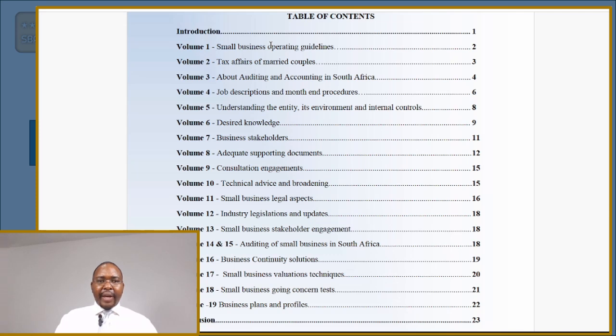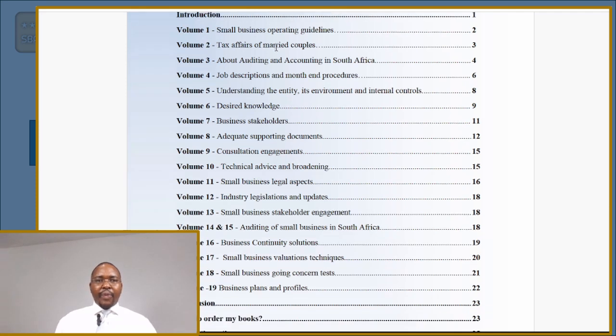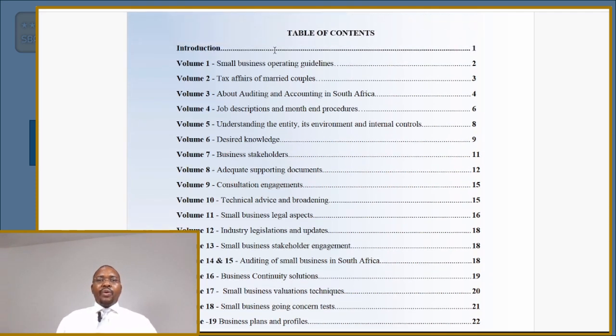Then you will have volume 12, industry legislation and updates, volume 13, small business stakeholders engagement, and volumes 14 and 15 will deal with auditing of small business in South Africa. Volume 16 will deal with business continuity solutions. Then volume 17 will deal with business valuation techniques, and volume 18 will deal with business basics and going concern test, and volume 19 business plans and profile. Then what is not included here is volume 20, where we'll be dealing with business policies. Let's get into it.